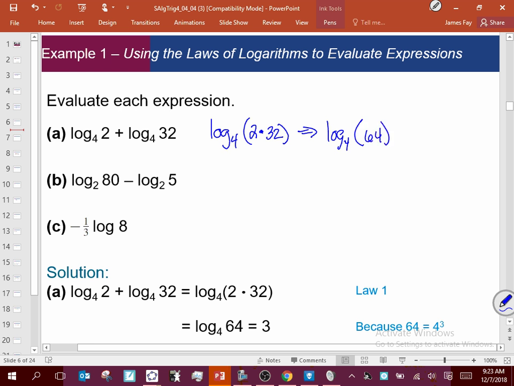So at this stage, we ask ourselves this question. If I start with that, I'm now going to apply my definition of a logarithm. Let's say 4 to what exponent should equal 64? And you told me yesterday that should be what? Should be 3. Okay?